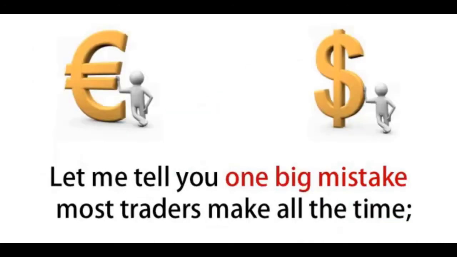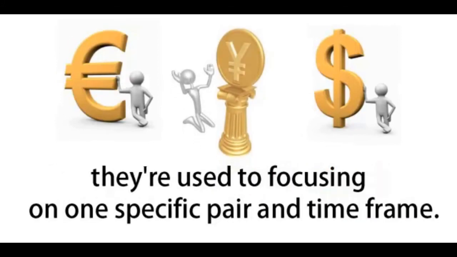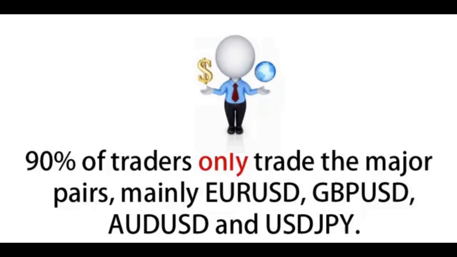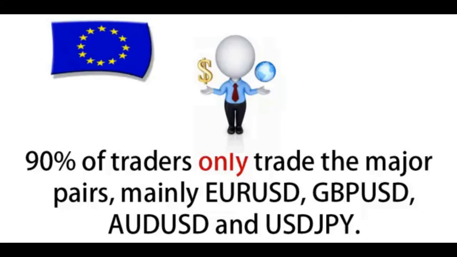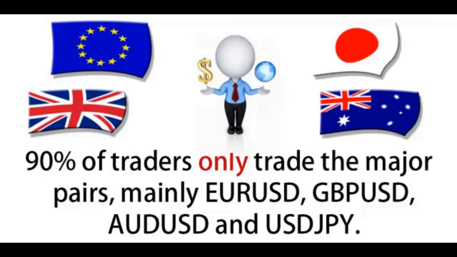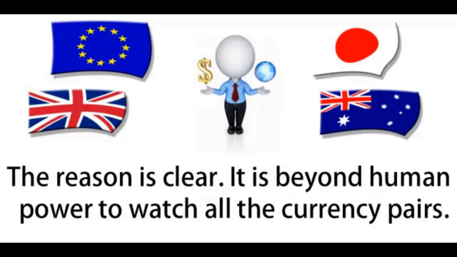Let me tell you one big mistake most traders make all the time. They're used to focusing on one specific pair and time frame. 90% of traders only trade the major pairs, mainly the euro, the cable, the Aussie and the yen. The reason is clear. It's beyond human power to watch all the currency pairs.